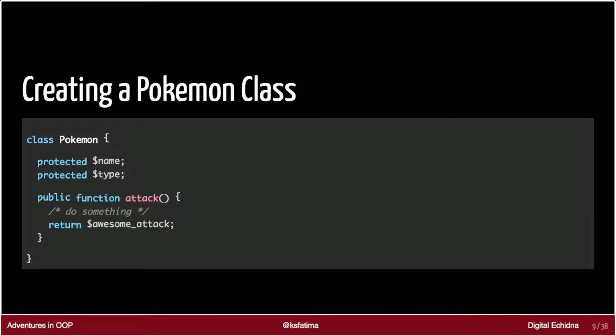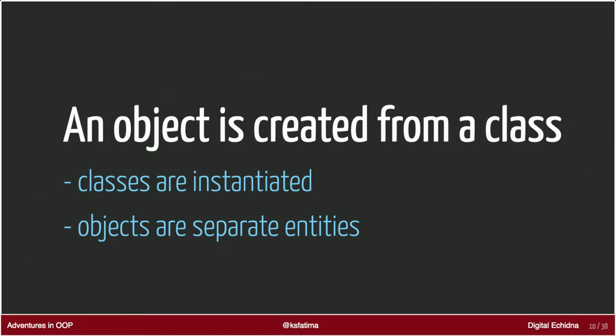So now that we have a class for our Pokemon, how do we actually create the Pikachu that we have obtained from Professor Oak? In order to create the Pikachu, we have to create an object from this class, and I'll tell you what an object is. An object is something that's created from the class.